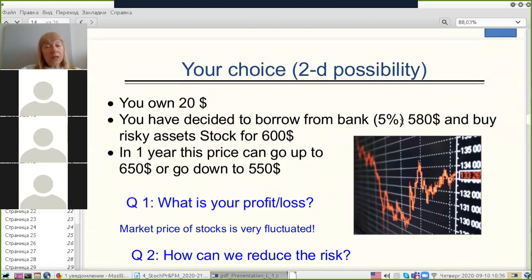Now we consider the second possibility. So please take your paper and write about this second possibility. You again own $20 in your pocket, and you have decided to buy stocks, for example, of Google company. For example, the price for today was $600, but now it is more expensive. I don't know exactly, you can see, but if I'm not mistaken, it's nearly 1,300, approximately. So you need to borrow $580 from the bank.